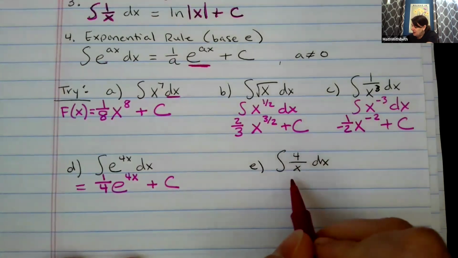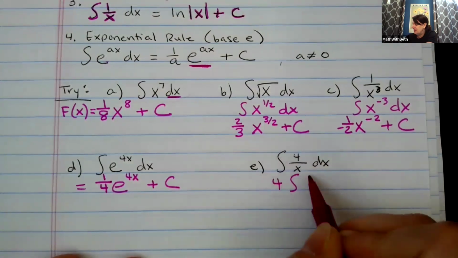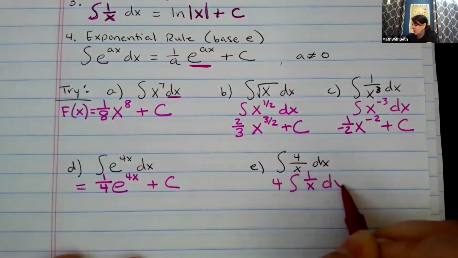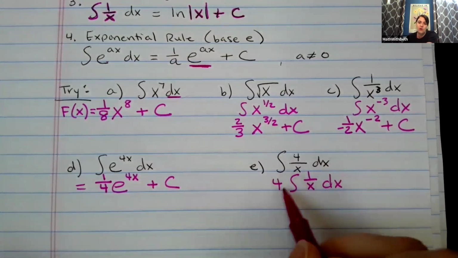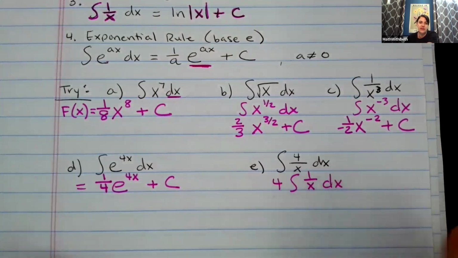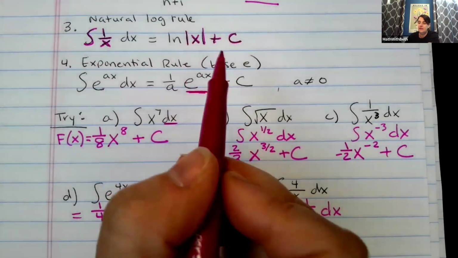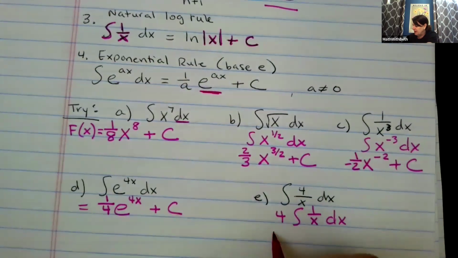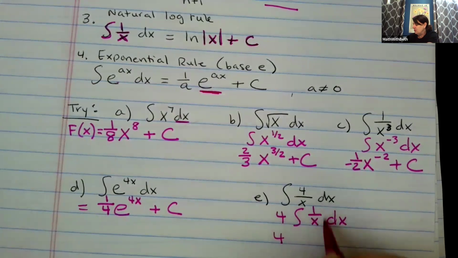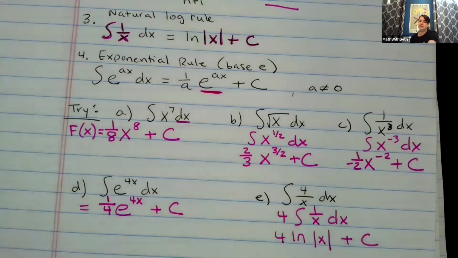For e, if you have a constant being multiplied, you can always just take that out if you want to and not worry about it for now. So that 4 will still be there at the end, but what is the antiderivative of this? Well, that was our rule 3, where it's going to be the ln. So the 4 is still there. The antiderivative of this is ln, the absolute value of x, and then plus c.